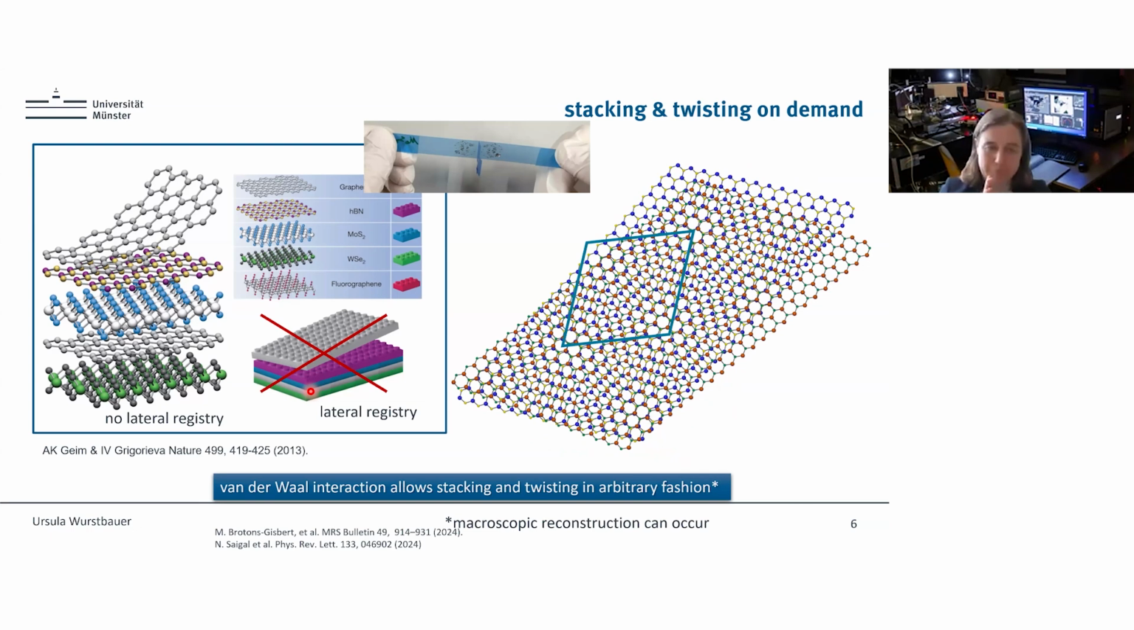So even though we can stack and twist in arbitrary fashion, we have to consider that macroscopic reconstructions can also occur. However, here we really have a playground to work with these fascinating materials.